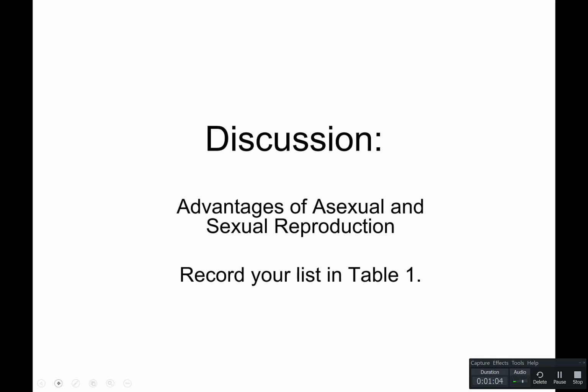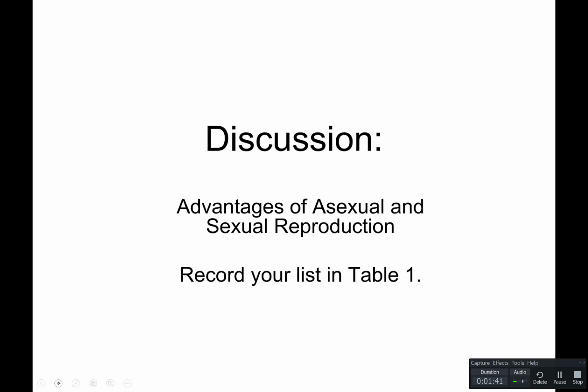On Canvas, in the discussion board, I broke you up into groups based on your row in the class, so the front and the back table were combined for this. I wanted you to come up with, for asexual and sexual, two advantages and two disadvantages for each. Again, two advantages for asexual, two advantages for sexual, two disadvantages for asexual, and two disadvantages for sexual.